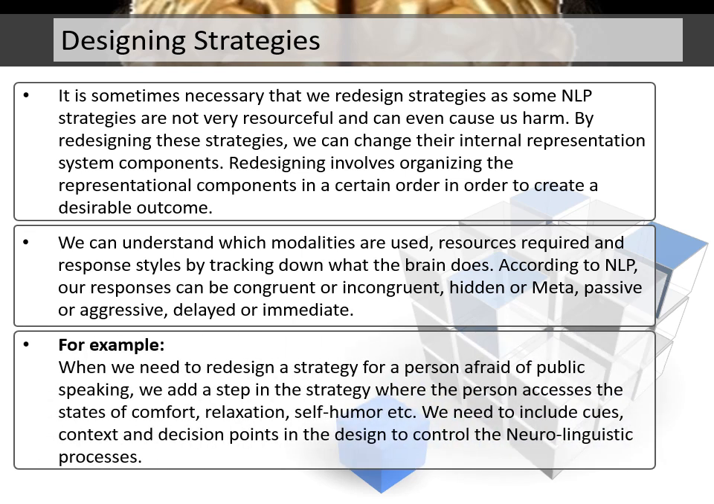For example, when we need to redesign a strategy for a person afraid of public speaking, we add a step in the strategy where the person accesses the states of comfort, relaxation, self-humor, etc. We need to include cues, context, and decision points in the design to control the neuro-linguistic processes.